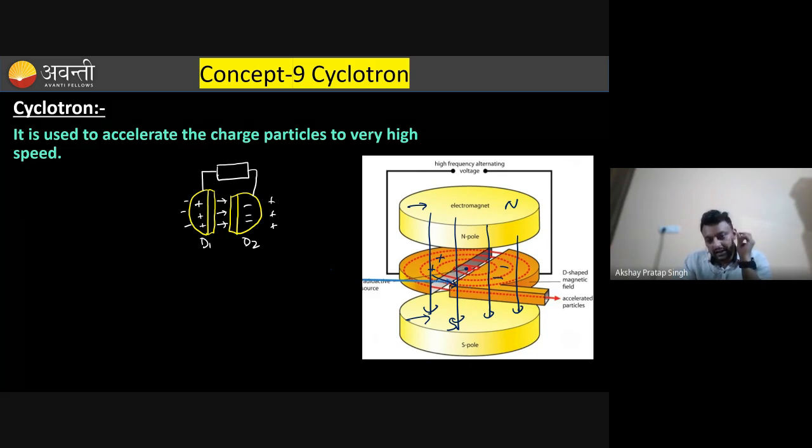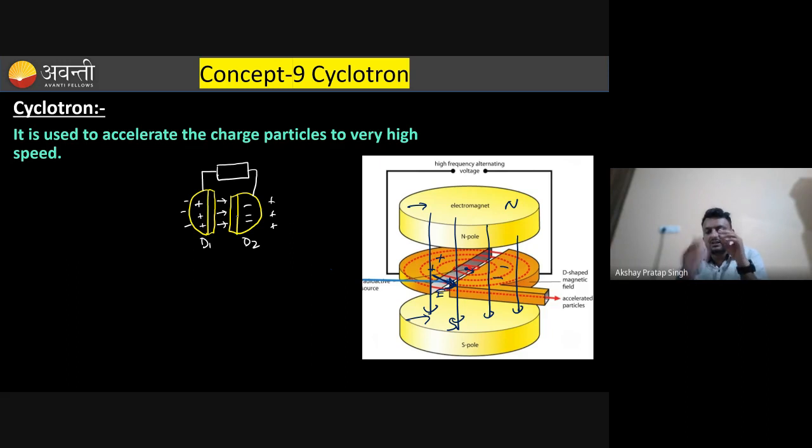But due to the electric field, which is in the right direction, you can see that the electric field is in this direction. This charged particle will start moving like this. As soon as it starts moving, it gains some velocity.